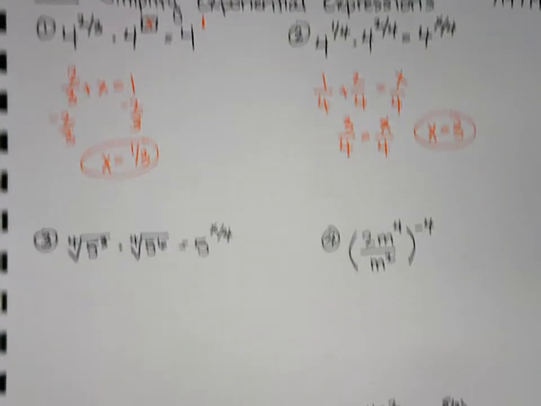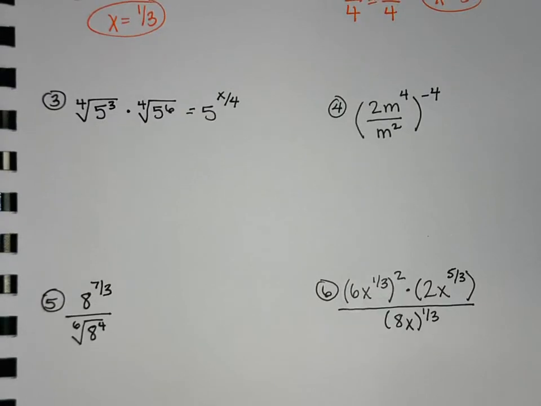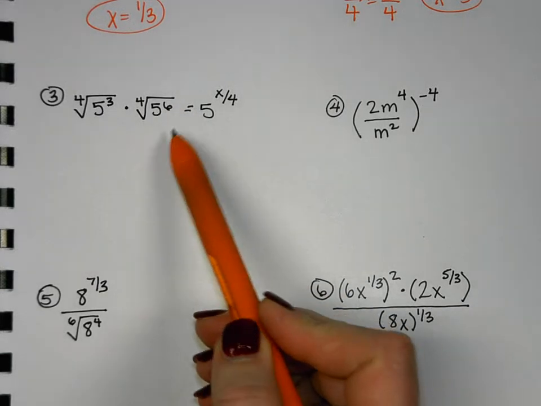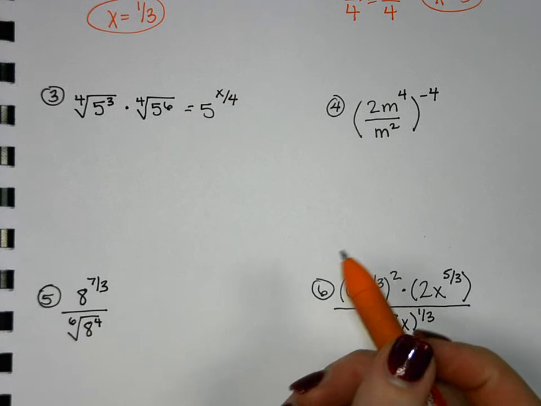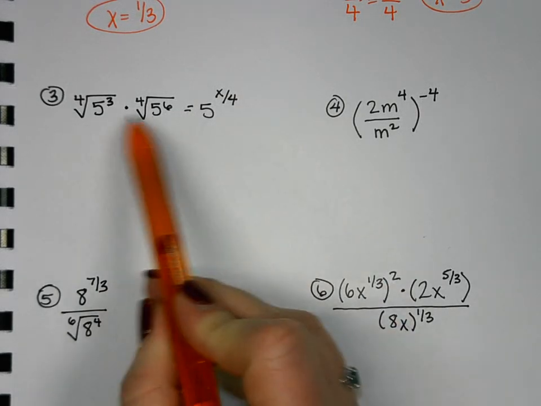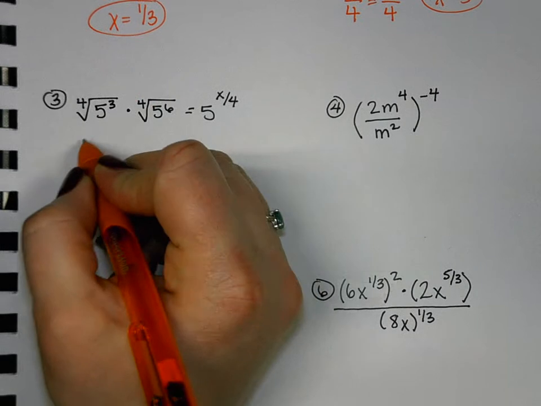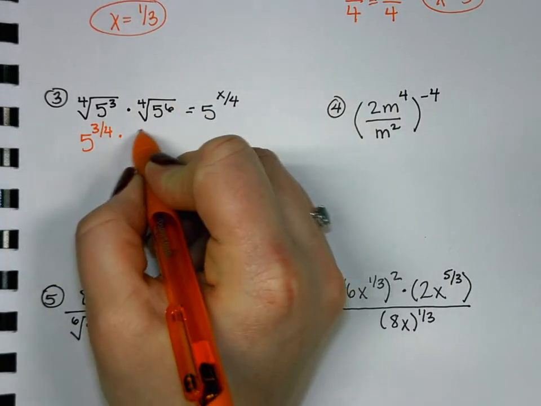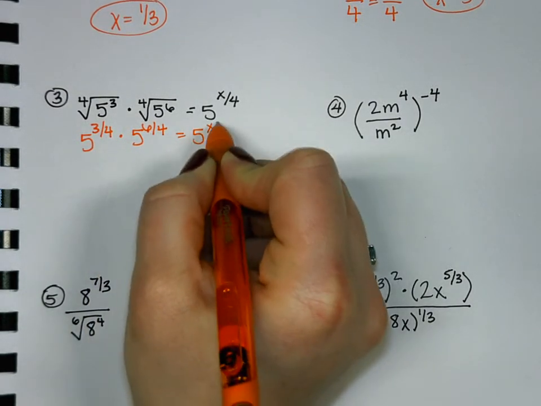Okay, so then if we look at number 3, we have the 4th root of 5 to the 3rd times the 4th root of 5 to the 6th equals 5 to the x over 4 power. So when we have different formats, what should we do? Get them all to be the same. So I'm going to convert all of them to exponential. So this will become 5 to the 3/4, 5 to the 6/4 equals 5 to the x over 4.